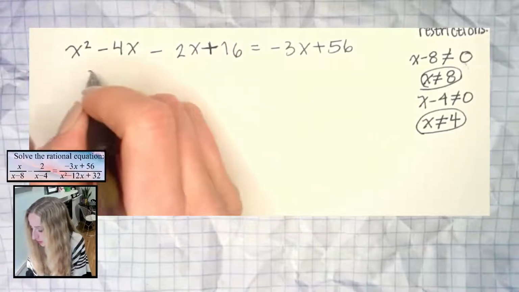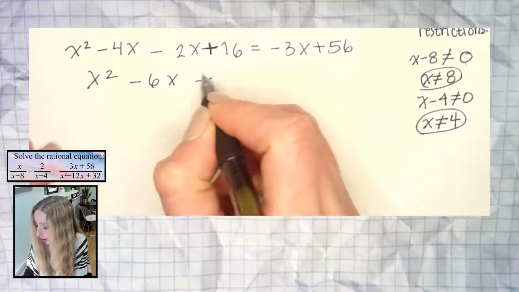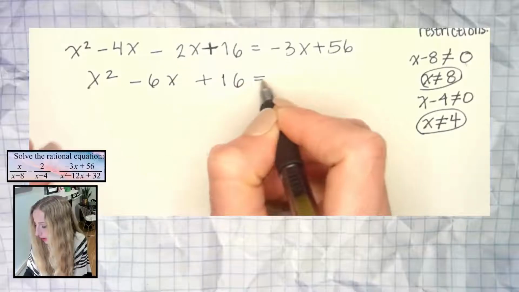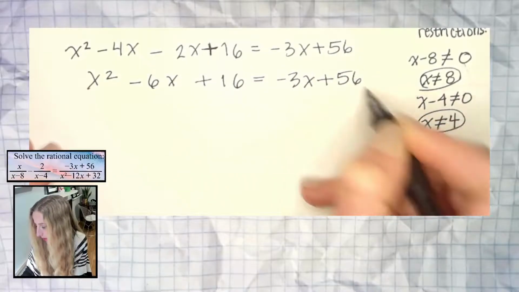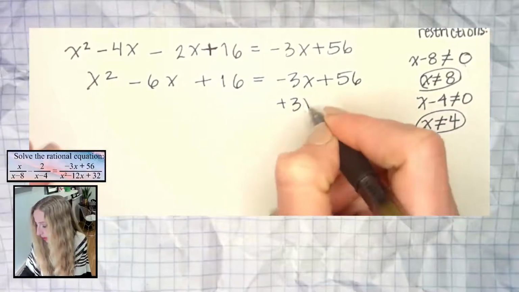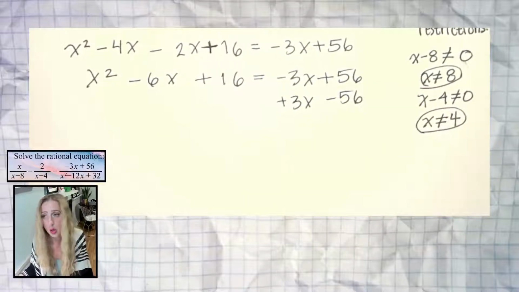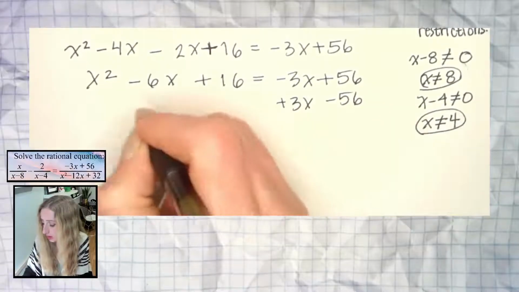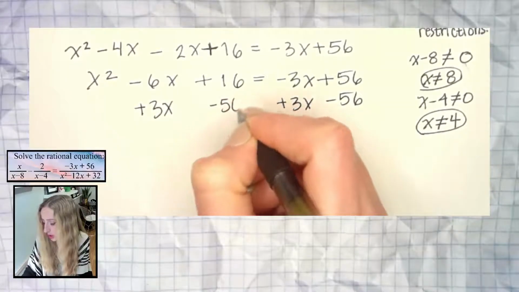Let's combine like terms. X squared minus 6x plus 16 is negative 3x plus 56. Got to get it equal to 0. So I'm going to add 3x and I'm going to subtract 56. But when I do this, I'm going to do this to both sides, of course, because you always keep balance when you're dealing with your equations.